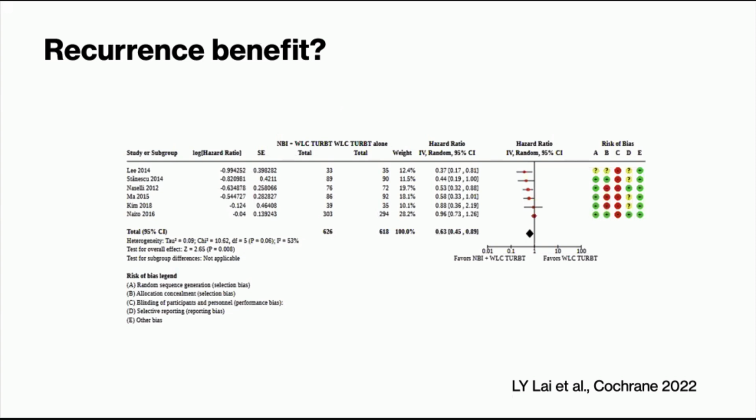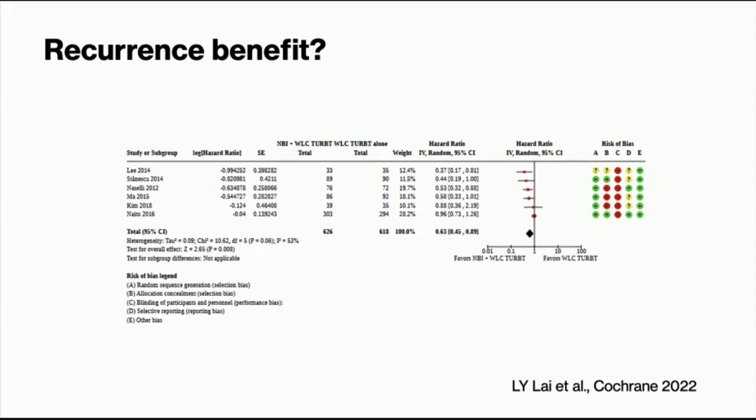This is just a forest plot demonstrating the Cochrane review, but you can see here that even of most of the studies there's definitely a trend towards favoring use of narrowband imaging with white light cystoscopy TURBT, representing a recurrence benefit.